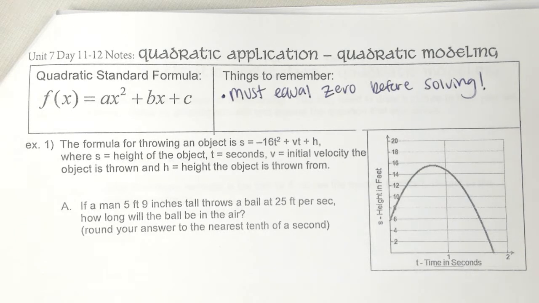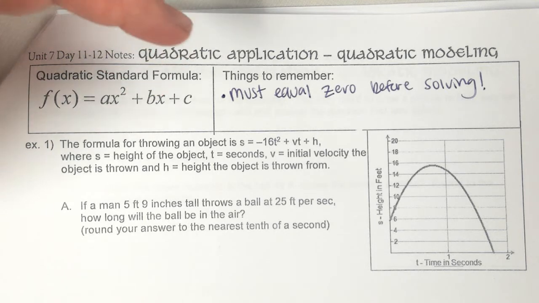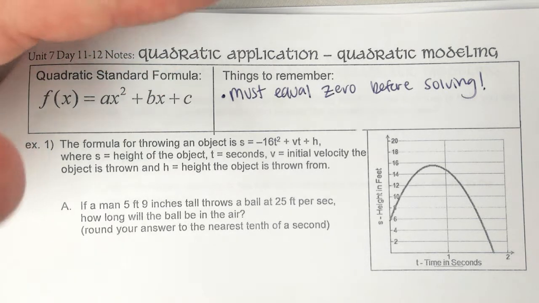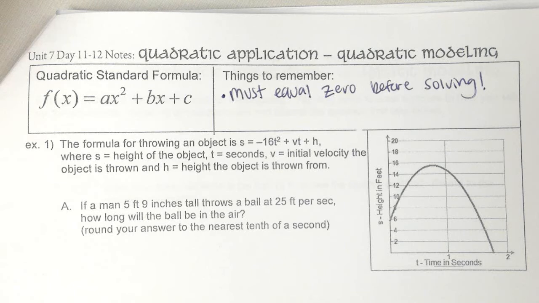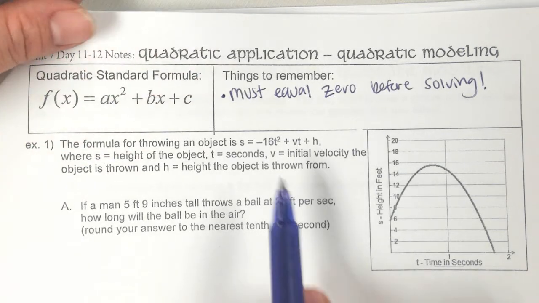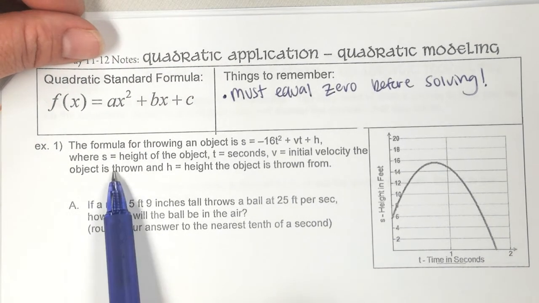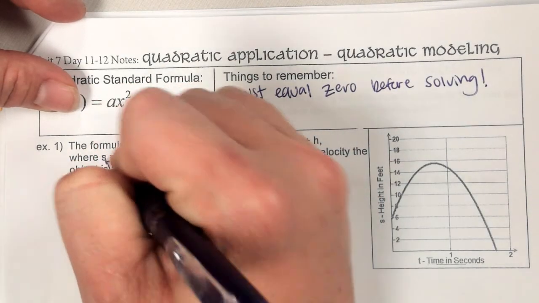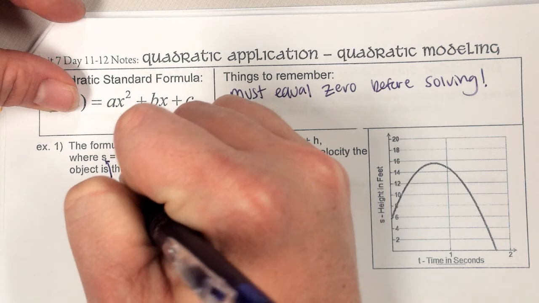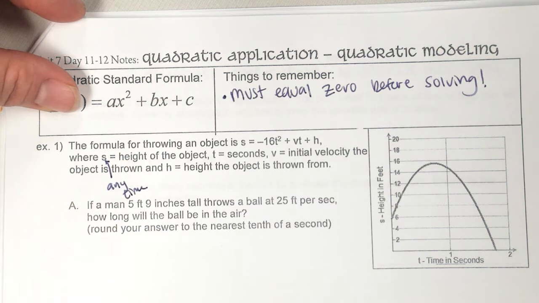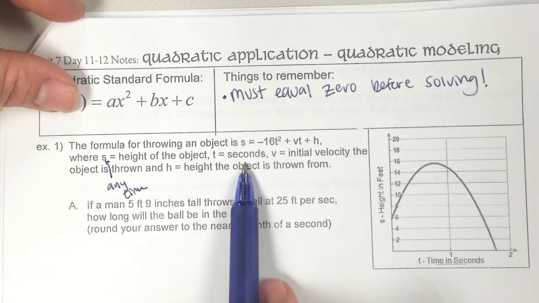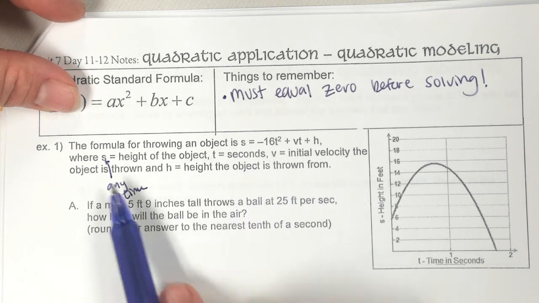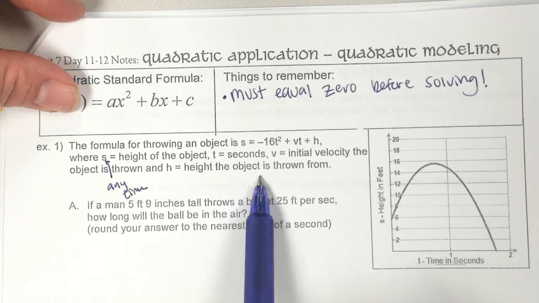So if you look at number 1, it says the formula for throwing an object is s equals negative 16t squared plus vt plus h. So it's missing some things. Okay, t would be our x, but we need to figure out v and h. It says where s is the height of the object. What I want you to realize is s is the height of the object at any time. T is seconds for time, and v is initial velocity. And h is the height of the object is thrown from.